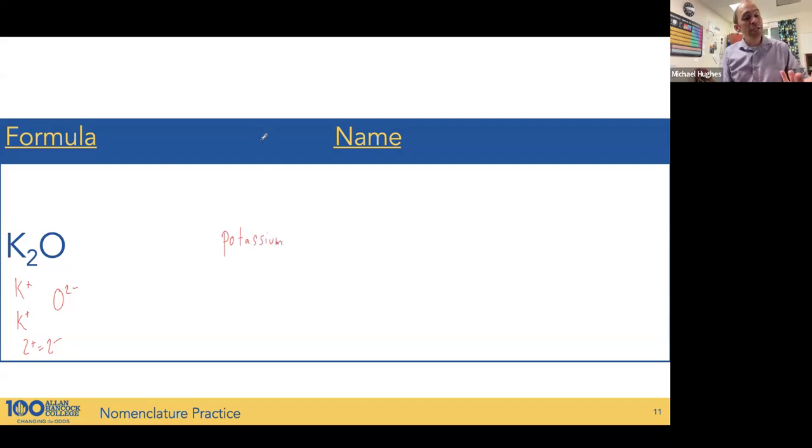Do we know its charge? Yes, it's 1 plus always. And so we don't need the Roman numerals. We'll just put the anion's name with the suffix "ide." So oxide, potassium oxide. Good job if you got it.